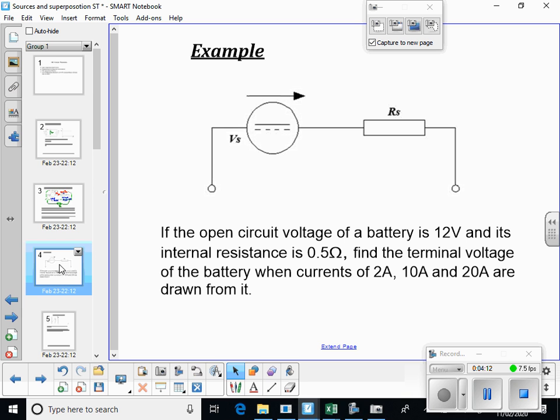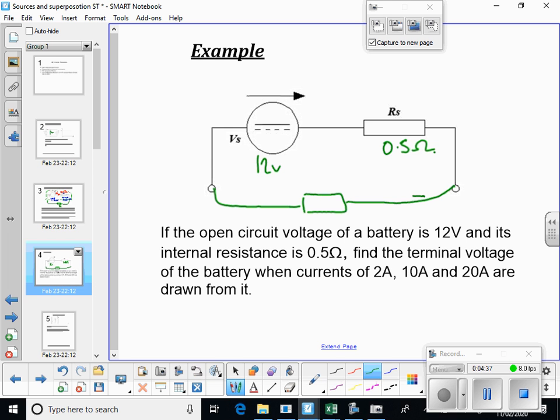So, if the open circuit voltage of a battery is 12 volts and its internal resistance is 0.5 ohms, find the terminal voltage of the battery when currents of 2 amps, 10 amps, and 20 amps are drawn. So it has a load with a current flowing in that direction. How are we going to calculate the terminal voltage of the battery when we draw 2 amps?